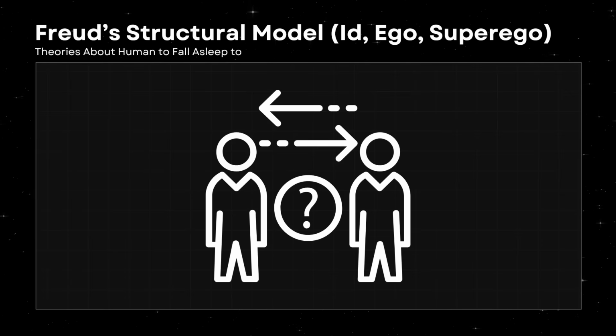A person who always represses anger may develop anxiety. Someone who relies on denial may avoid needed change. Freud believed that therapy could help bring unconscious conflicts into awareness, so the person could deal with them more directly. Freud's model can also explain childhood development.